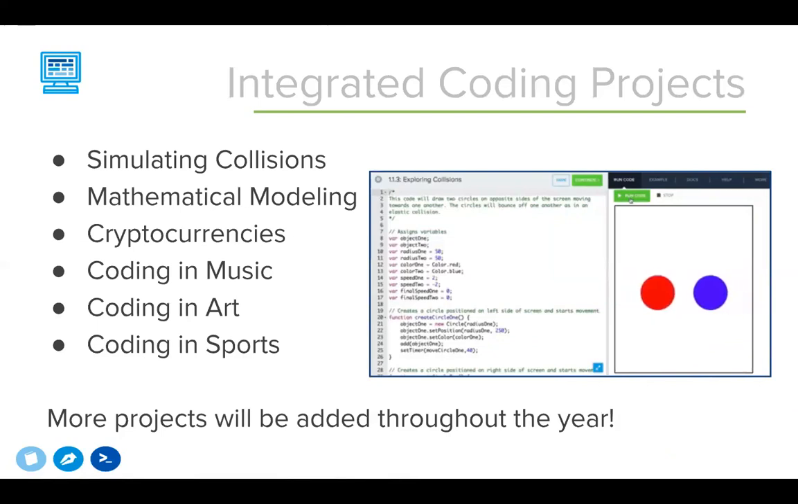We also have mathematical modeling. We have a unit on cryptocurrencies that would be good in either computer science or in an economics class or social studies class. We also have coding in music, coding in art, and coding in sports. And make sure to check back with us because more projects will be added throughout the year.